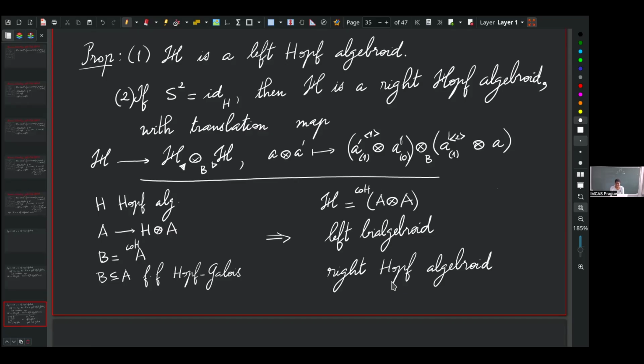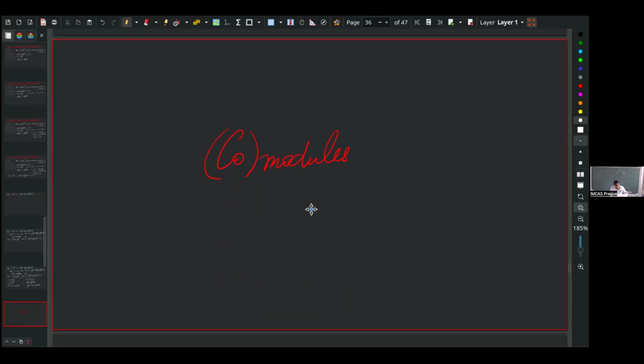Thanks for keeping up with the next. Okay, so with this, I am done with the example, and I will now talk about comodules over a Hopf algebroid.